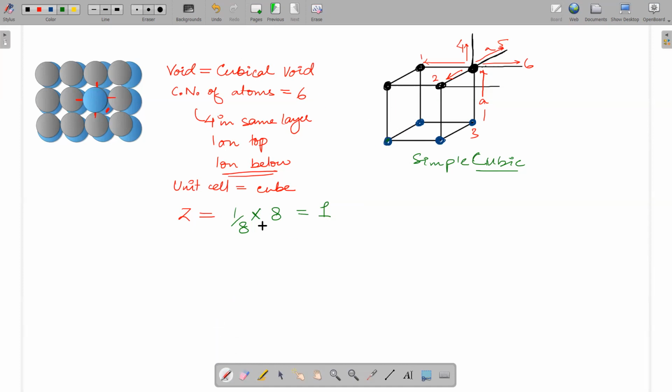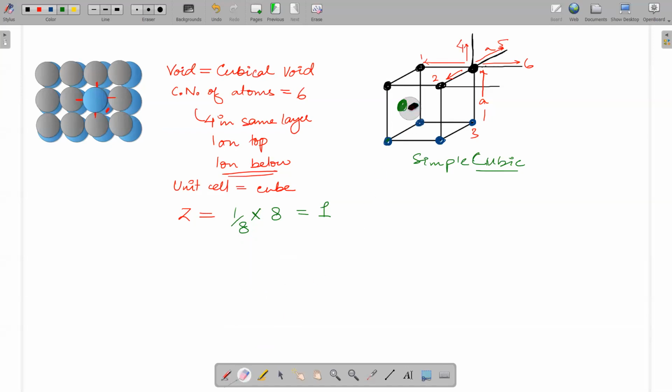Hemisphere. Okay, fine. Tell me, it will be shared in how many rooms? 2 rooms, that means its participation will be 1 by 2. Correct. Okay, so these types of things you will slowly know.